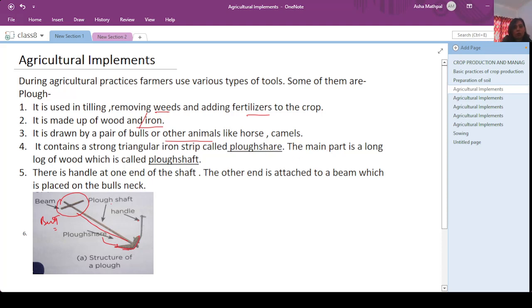The main part is a long log of wood which is called a plow shaft. There is a handle at one end of the shaft. This is the handle. The other end is attached to a beam which is placed on the bull's neck. So as the bull moves forward, this sharp end will dig inside the soil and make the soil upside down, or it will help in loosening of the soil.